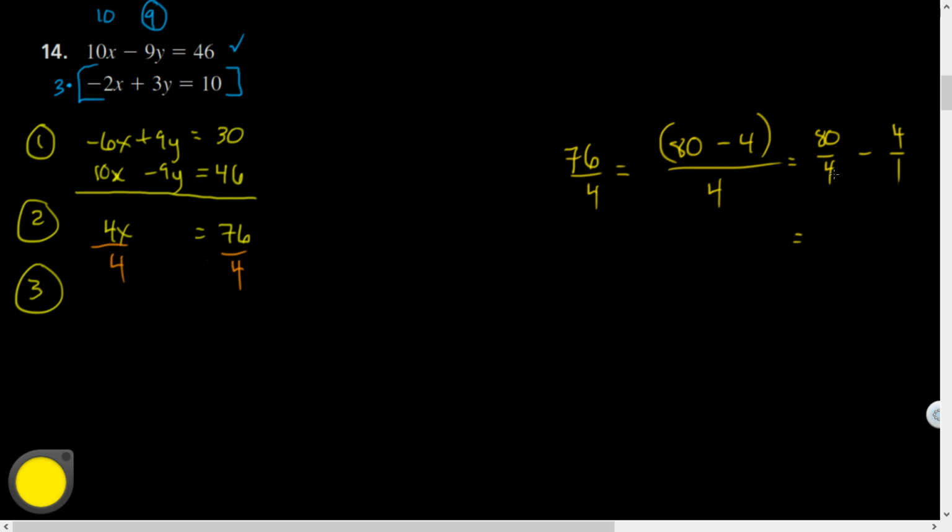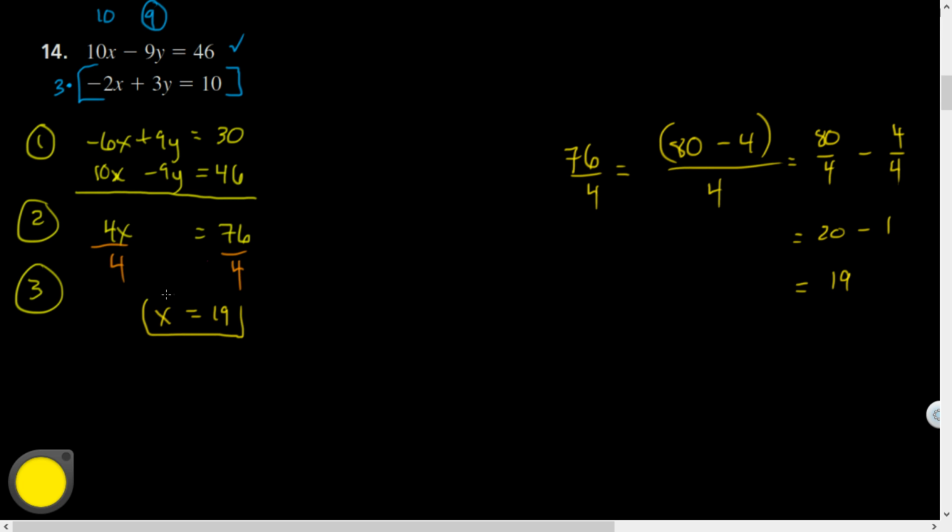So let's see, 80 divided by 4, 8 divided by 4 is 2, with a 0 is 20. And 4 divided by 4, oh, sorry, that 4 part there, is 1, and I'm subtracting it. 20 minus 1 is positive 19. All right, so I get x equals 19.